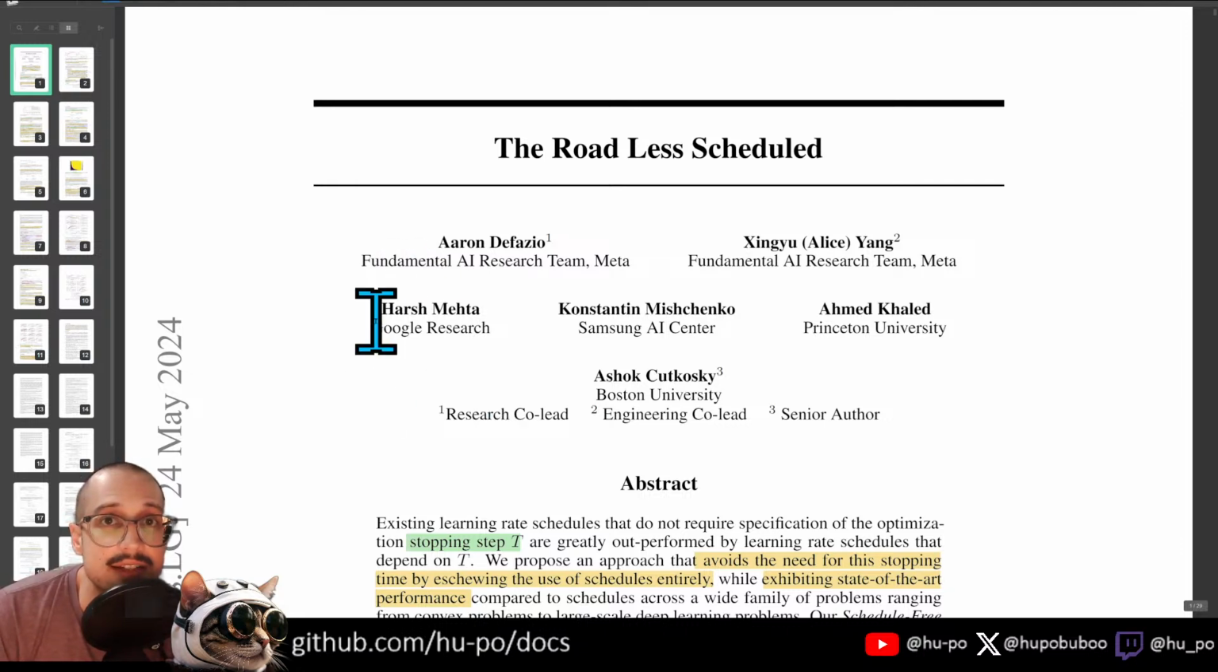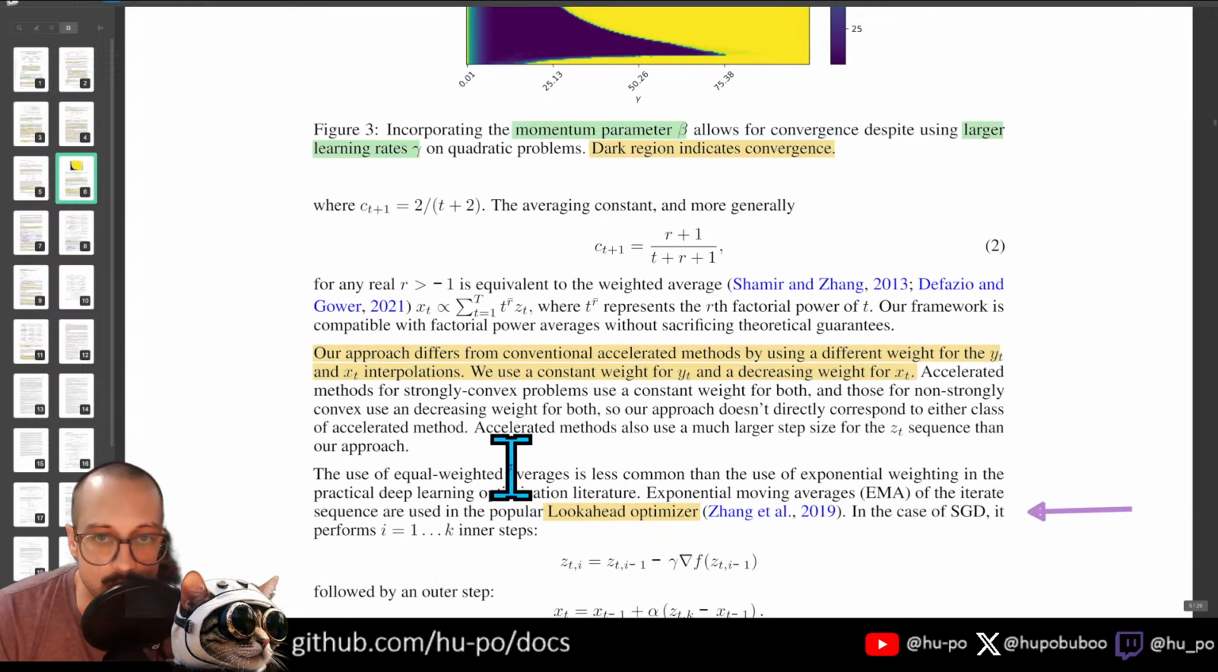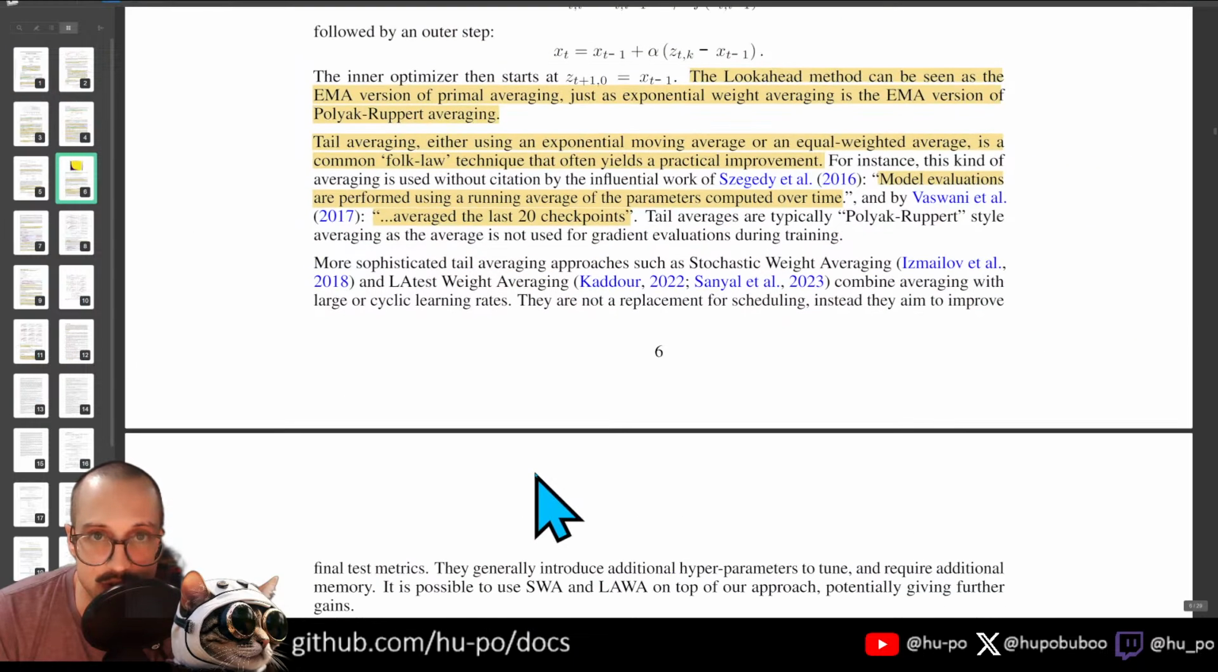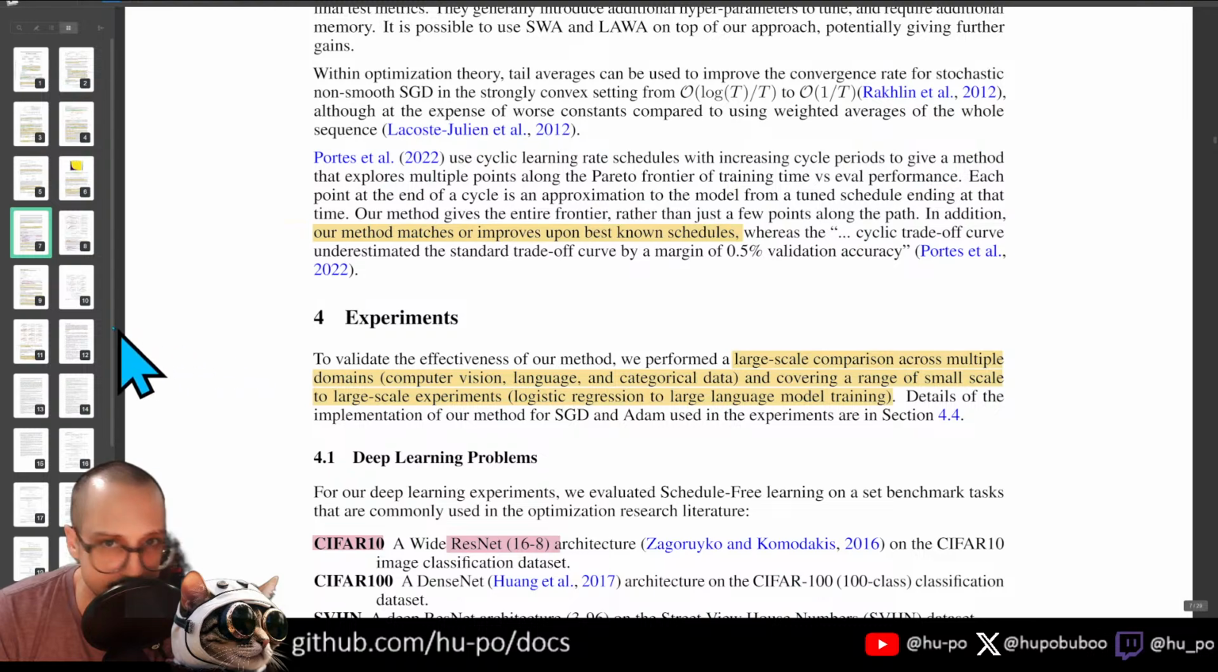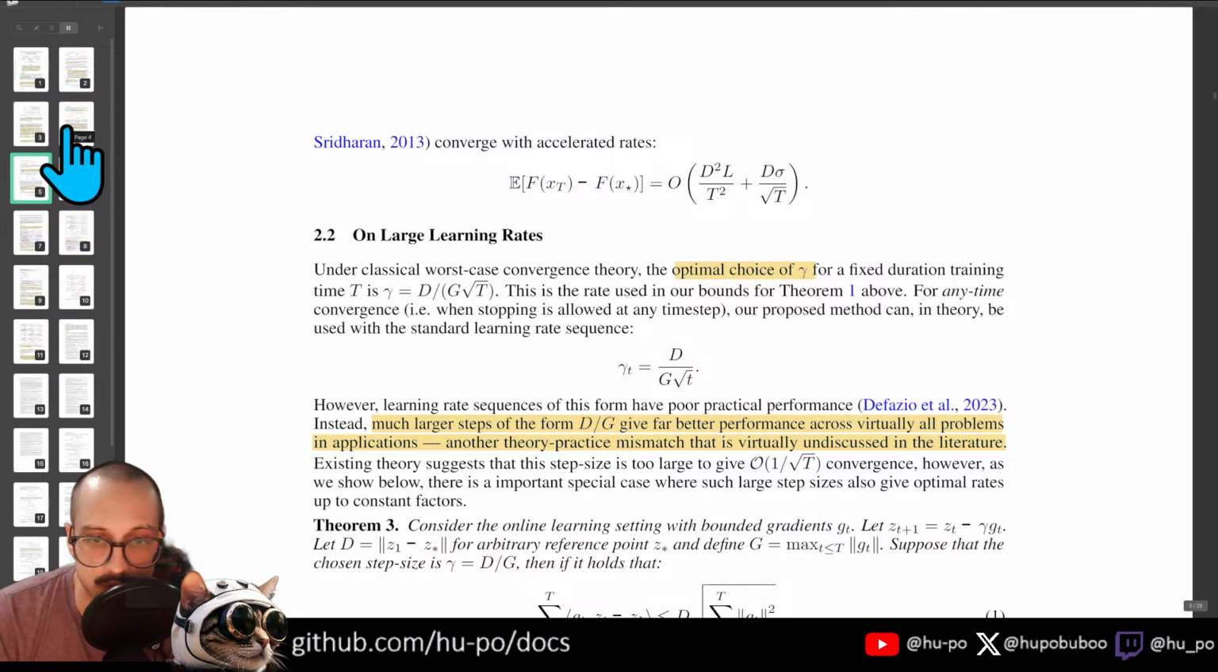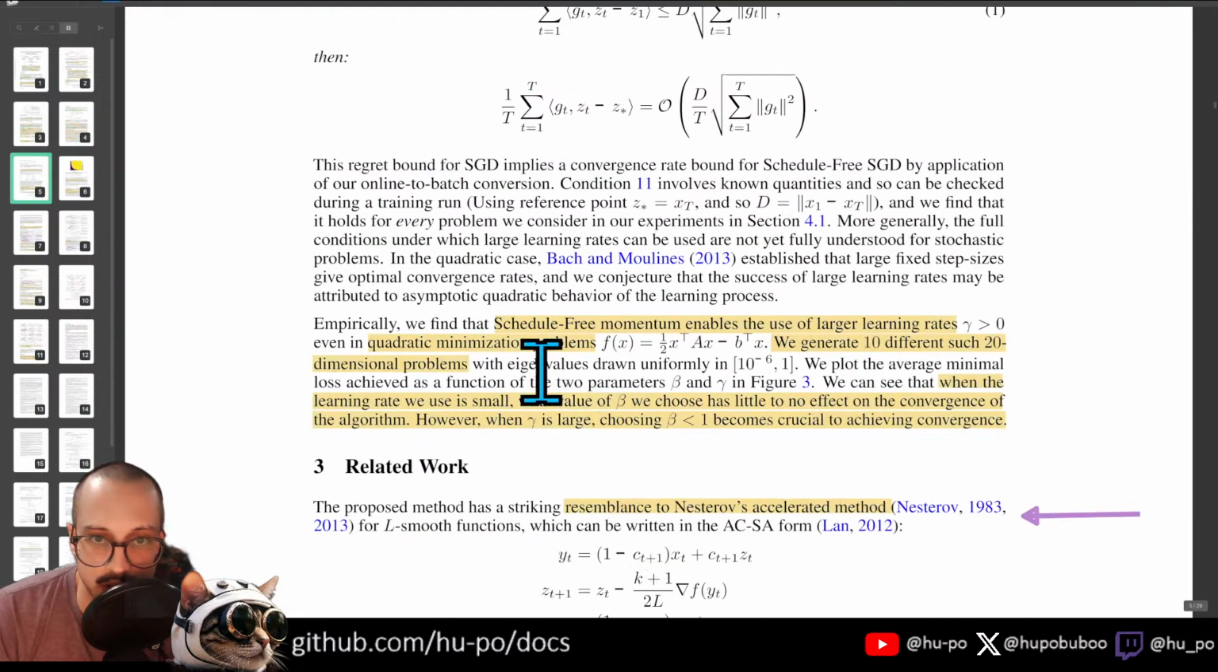I think I'll try and set learning rate 1e-5 and see what happens. You should try a bigger one. Actually, one thing that they said here is that you can use a bigger learning rate. Schedule-free momentum enables the use of larger learning rates. So try like a 0.01. Try some huge learning rate. See what happens.